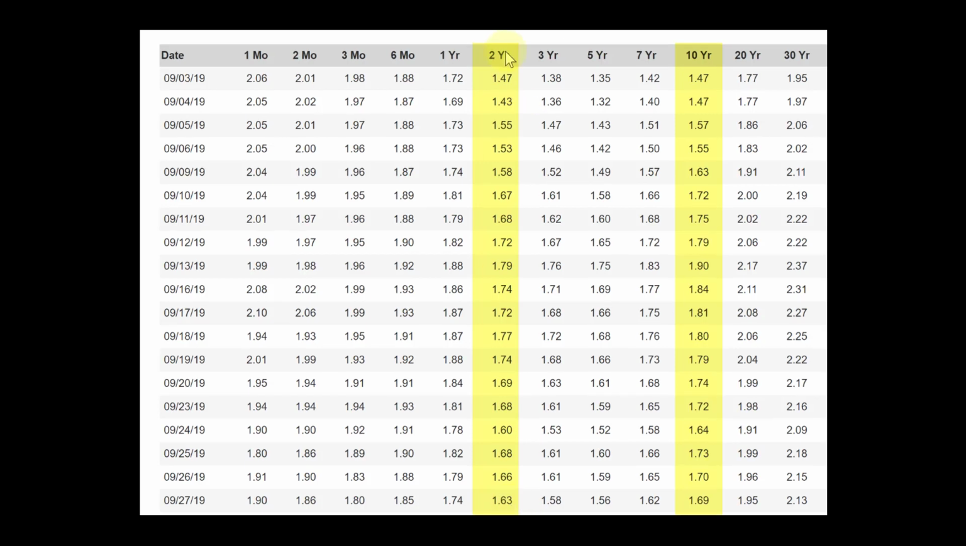But let's look at 2s, 10s, because that's what's closely monitored. And again, when the yield curve goes inverted, as it has 9 times, within 18 months, we've ended up in a recession 100% of the time. So if you look at 2s, 10s, you can see on 9.3, it was dead flat, 1.47 and 1.47.